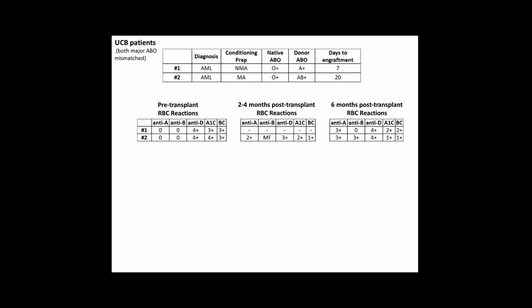So pre-transplant, patient number 1 appropriately expressed no A or B antigen on her red cell surface and appropriately expressed the anti-A and anti-B antibody in her back type. 6 months post-transplant, she is appropriately expressing the A antigen on her red cell surface because she was transplanted with an A product. But here we see that she is also expressing the anti-A antibody in her back type.